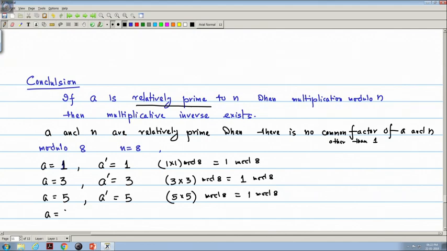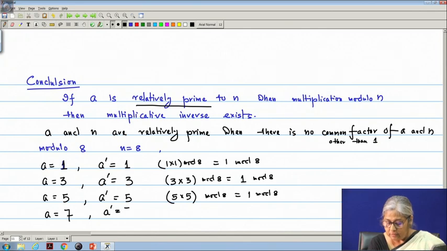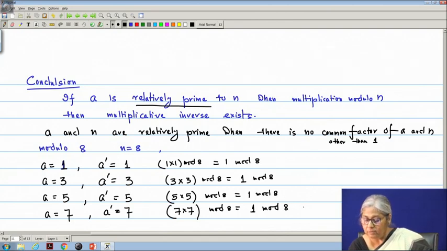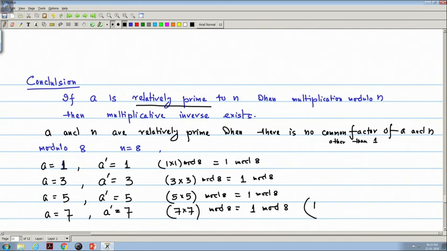Then for A equal to 7, we get A dash equal to 7, and 7 into 7 modulo 8 is 1 modulo 8. If I explain, 7 into 7 is 49, equal to 6 into 8 plus 1. So, when I take modulo it will be 1 only, because there is no remainder here. So, 49 modulo 8 equal to 1 modulo 8. Similar thing for the other 3 examples.